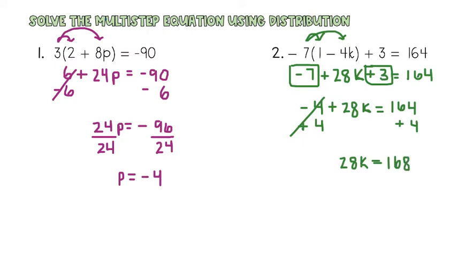Now my equation says 28 times k is equal to 168. I'm going to divide on both sides. 28 divided by 28 equals 1. So now k is by itself. And a positive 168 divided by a positive 28, my answer equals 6.